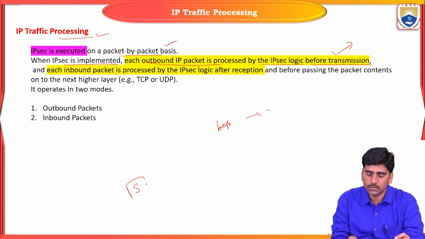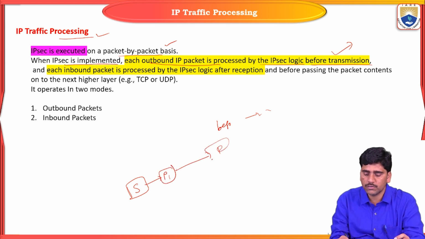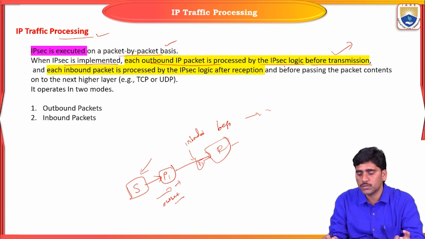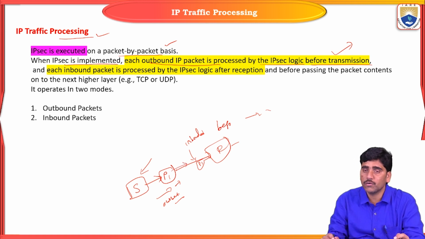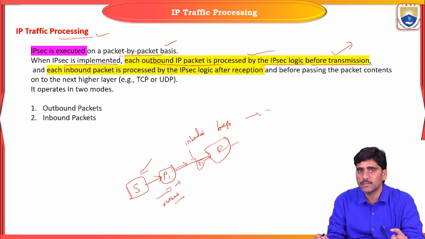So from the source, the packet is going to be received by the receiver side. Now this packet P1 is an outbound packet, and for the receiver side, this packet P1 is an inbound packet. So this is the outbound packet for the source, and this is the inbound packet for the receiver. Each outbound IP packet is processed by IP secure logic before transmitting.